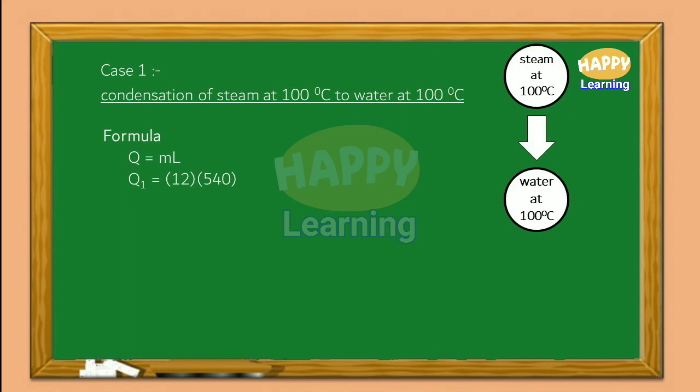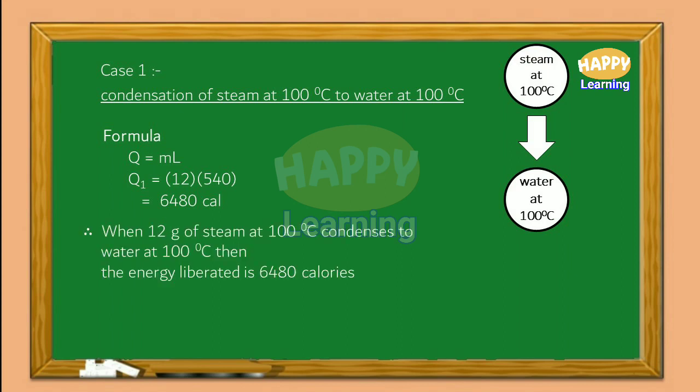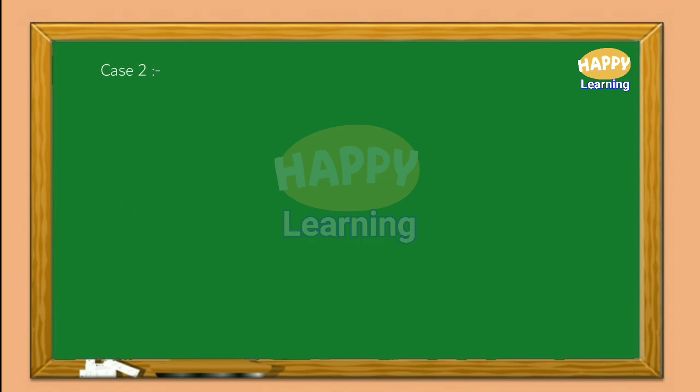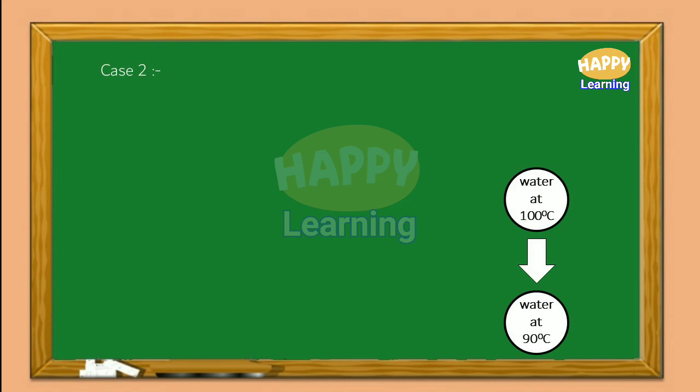let me write Q1 in place of Q and substituting the values, 12 in place of m and 540 in place of L. On simplification, we get 6480, and it is heat energy, therefore the unit will be calorie. Therefore, when 12 grams of steam at 100 degrees Celsius condenses to water at 100 degrees Celsius, then the energy liberated is 6480 calories.